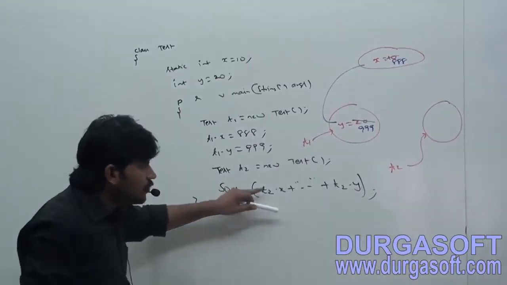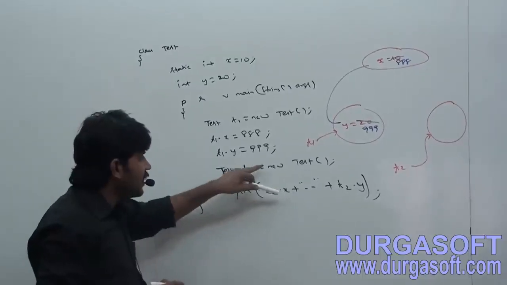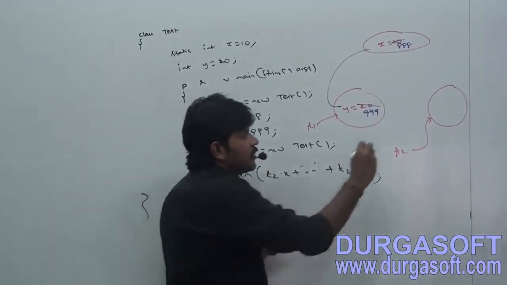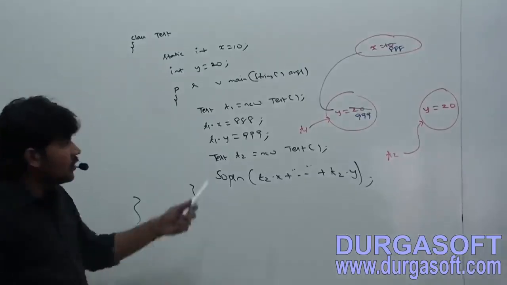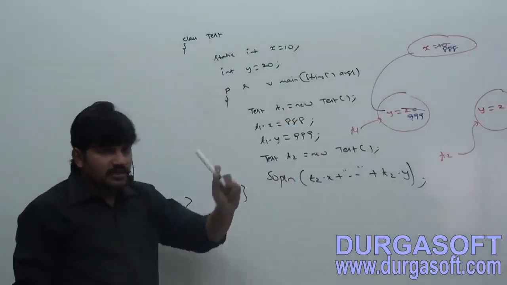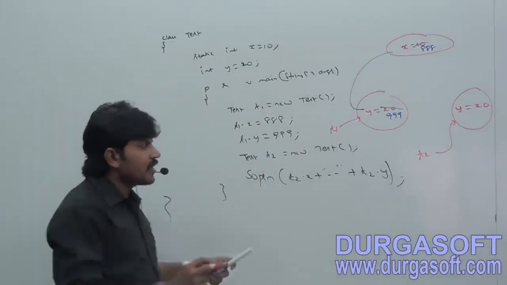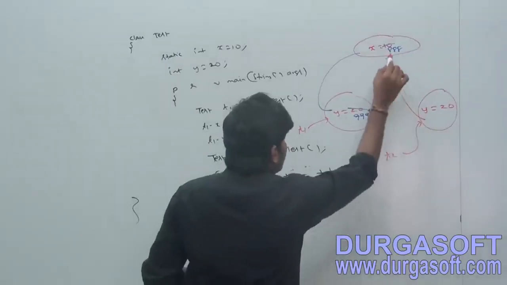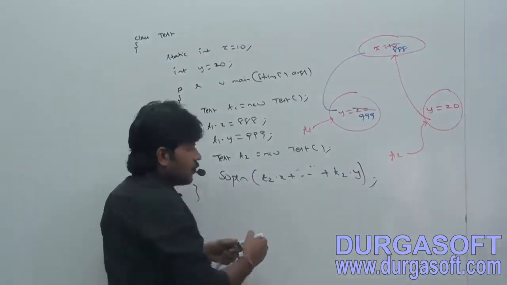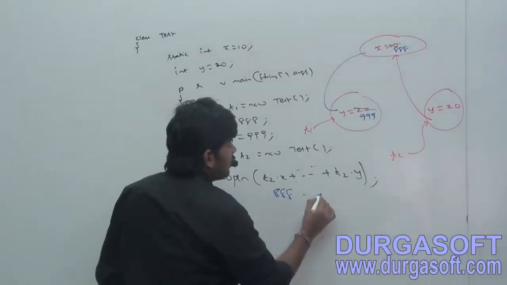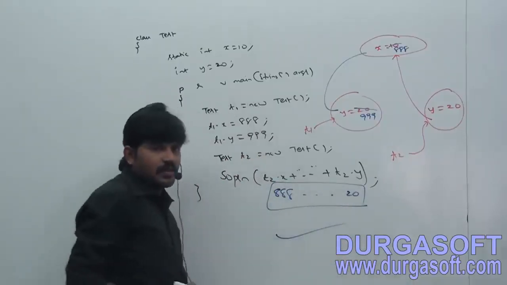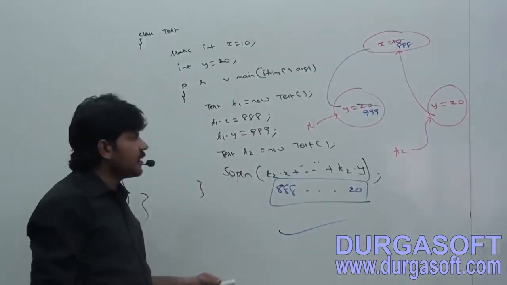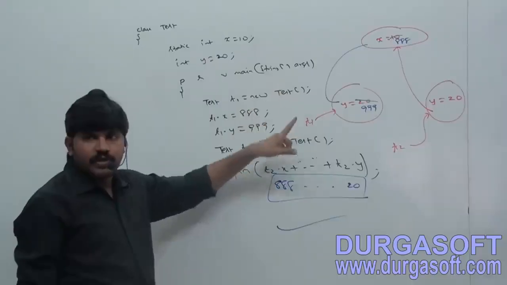Whenever we create an object, a separate copy of the instance variable is created, because for every object there is a separate copy. t2.x, what is the answer? 888. t2.y, what is the answer? 20 by default. Are you able to get it? 888 followed by 20 is the answer.